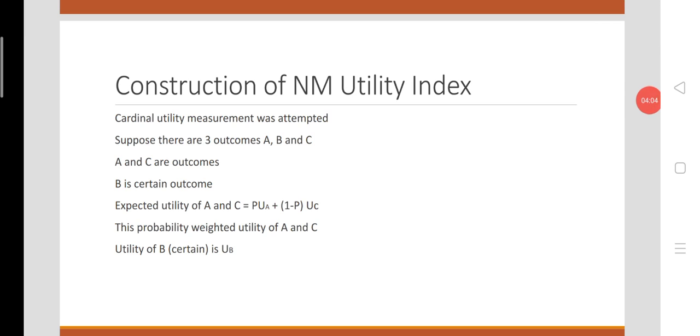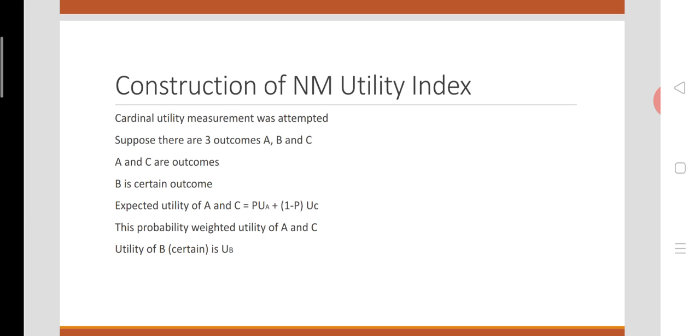Let's now look into the construction of the NM utility index. How is the NM utility index constructed or developed? Here Neumann and Morgenstern employed cardinal utility measurement for the development of the NM utility index. Suppose there are three outcomes: outcome A, outcome B, and outcome C. Outcomes A and C are the uncertain outcomes of an economic activity, and B is a certain outcome of an economic activity. So there are two options before an individual: either go for the uncertain outcomes of A and C.